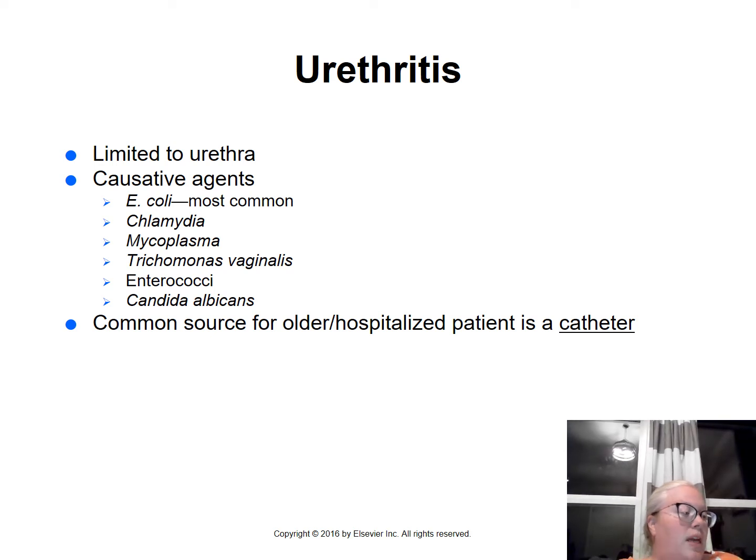Now, the most common source of urethritis in an older or hospitalized patient is from a catheter. And if catheter-related UTIs, or we call them CAUTIs, catheter-associated urinary tract infections, are not caught early, the infection can travel up the catheter and spread to the urinary bladder and continue on up in the urinary tract. It can be far worse than just urethritis.